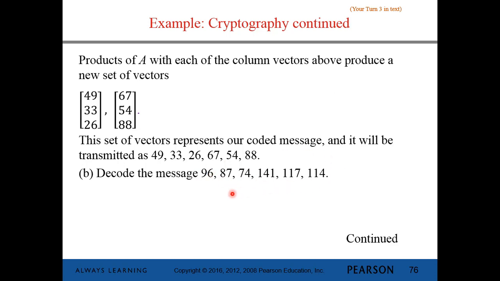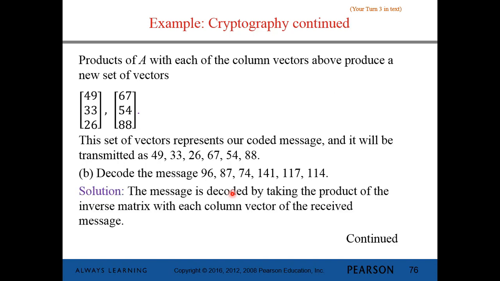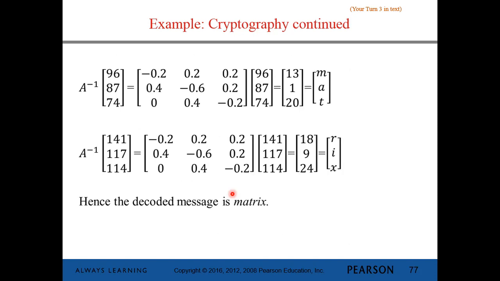Now we're going to multiply on the left by the inverse matrix. If we multiply by the inverse matrix, look what we get. We get 13, 1, and 20, where each number represents the position in the alphabet. So 13 is M, 1 is A, and 20 is T, and you get MAT. Then if you do the same thing on the second one, you get 18, 9, and 24, which corresponds to RIX. So the decoded message is the word matrix.